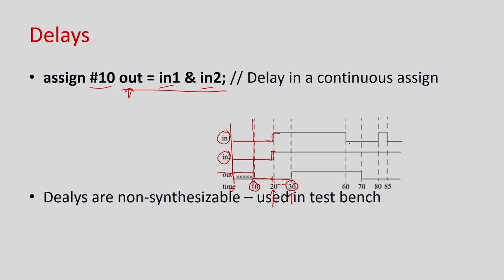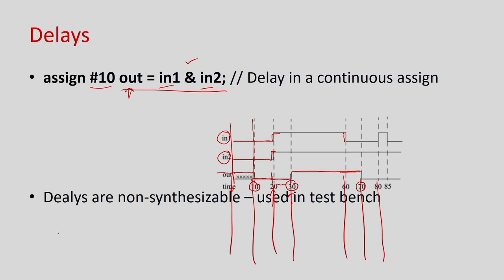And say in the 60th unit of time, in1 becomes 0, and since it is AND, the output should be 0, but that will reflect at the 70th unit of time. So out will continue like this, and at the 170th unit of time this will become 0, and so on, right? But if you do not have this delay line, then I will just show you how the out behaves.